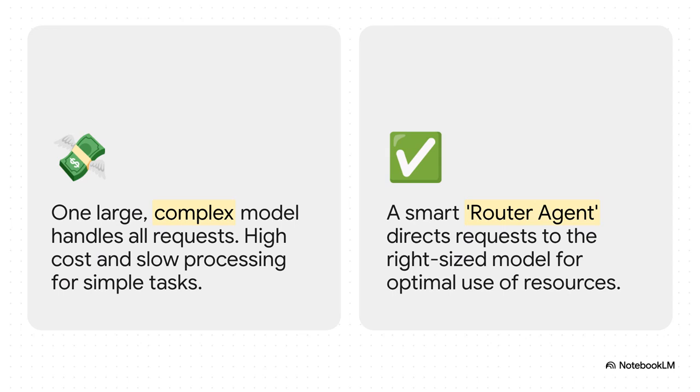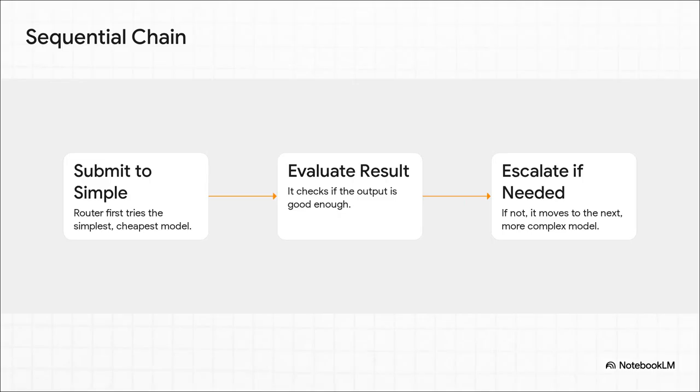So the solution? It's a way smarter approach called the escalating evaluation pattern. Instead of one giant, one-size-fits-all model, you have a whole fleet of them, from small and cheap to big and powerful. And here's the genius part. A smart router agent acts like a traffic cop. It looks at every single request and sends it to the most efficient model that can handle the job. No more waste.